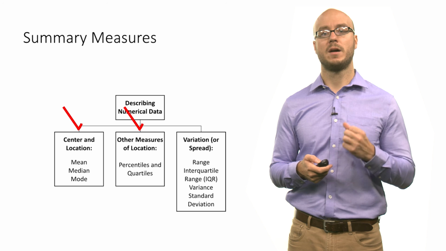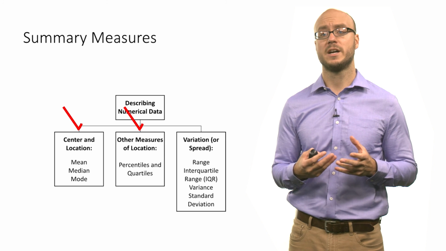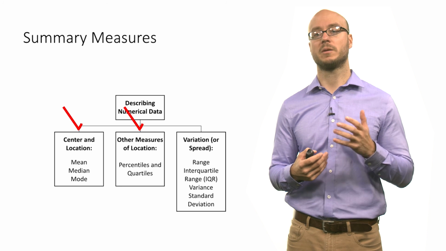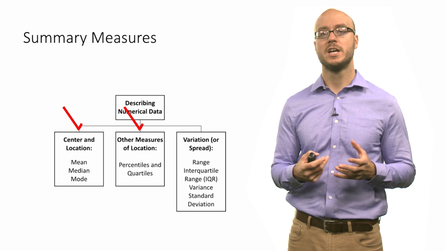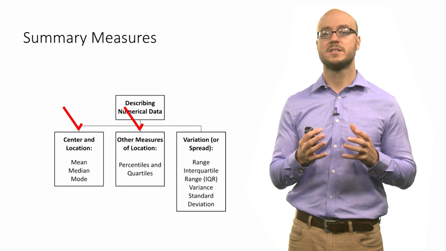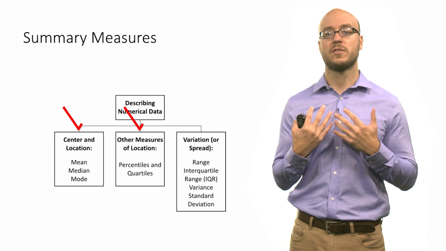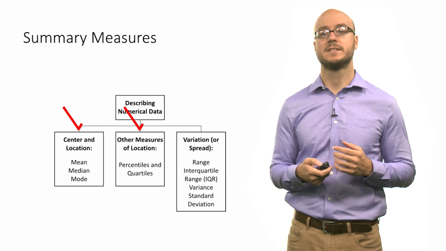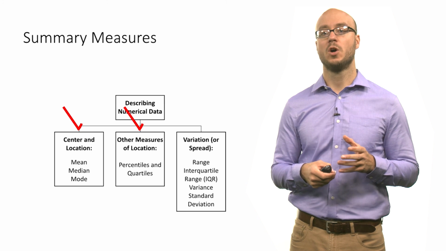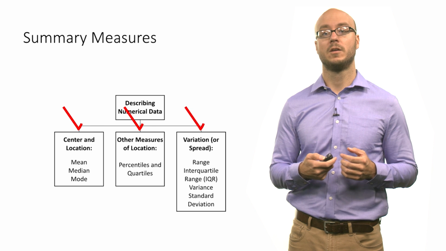So now we've talked about measures of center and location: the mean, median, and mode, and percentiles and quartiles. We've also talked about measures of spread or variation: the range, the interquartile range, and then the two measures of variance and standard deviation. The variance and standard deviation are useful because they incorporate information from all of the observations in our data set, and not just, for example, the minimum and maximum values in the case of the range, or the third quartile and the first quartile for the interquartile range.